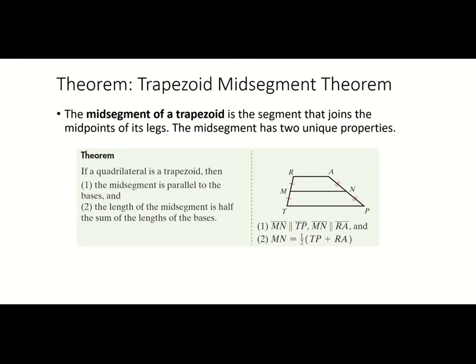So you want to add those two bases together, divide by 2, and that will give you the length of the midsegment. So again, take both bases, add them together, divide by 2, or multiply by 1/2, and that gives you the length of the midsegment.